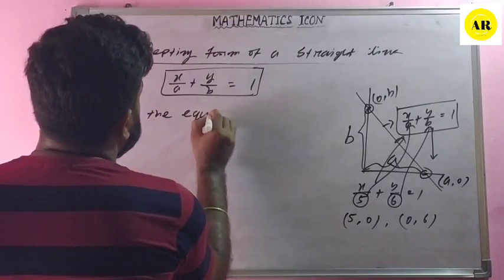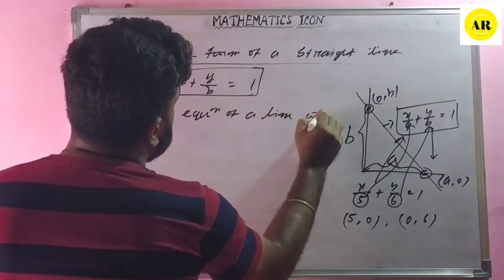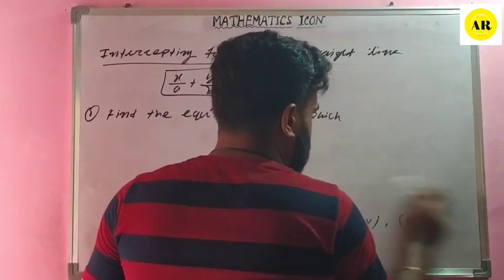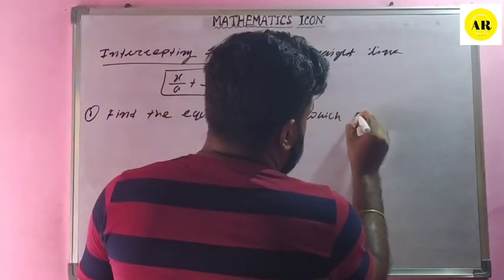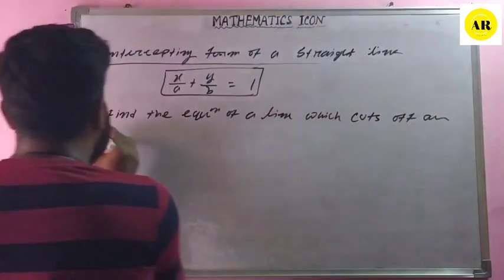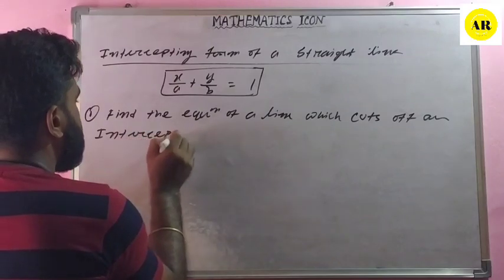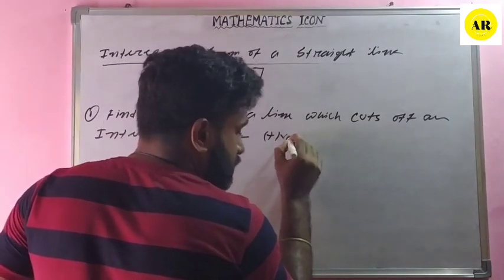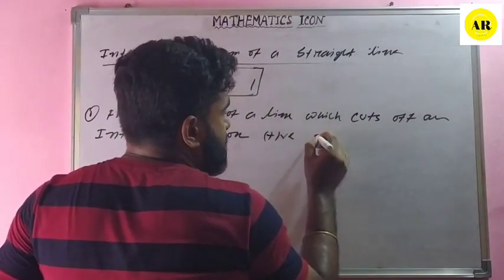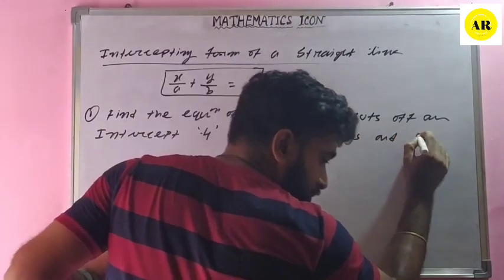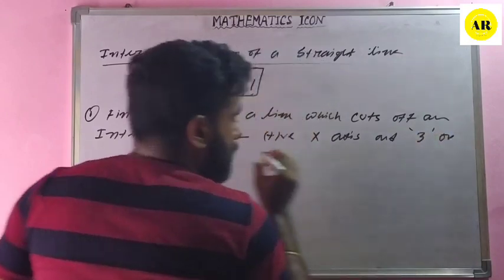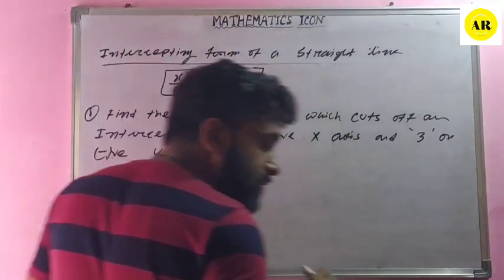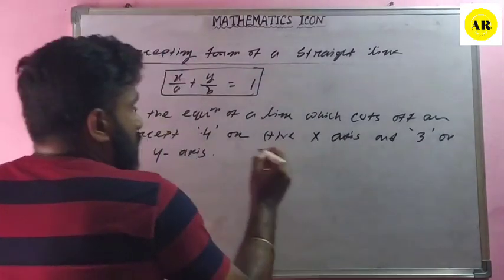Find the equation of a line which cuts an intercept of 4 on positive x-axis and 3 on negative y-axis. Okay, there is a question.